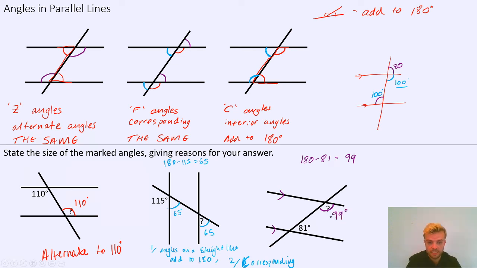So that's angles in parallel lines. You've got alternate angles, which are on alternate sides of the diagonal. You've got corresponding angles, which are in the corresponding position, like they look like the same angle because they're in the same direction. You've then got interior angles, which you might know as C angles. They add up to 180. And that's angles in parallel lines.